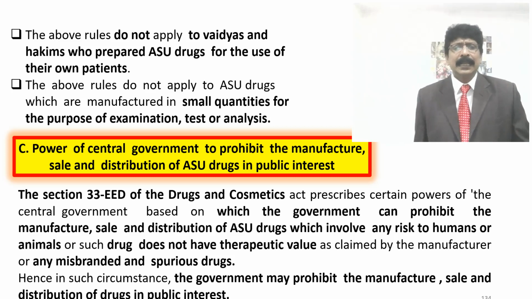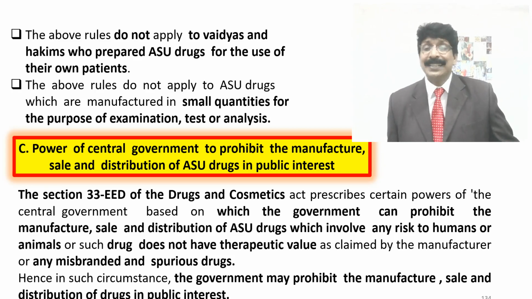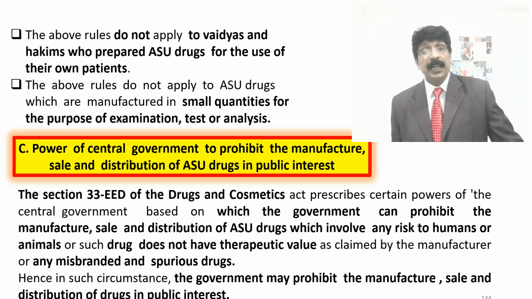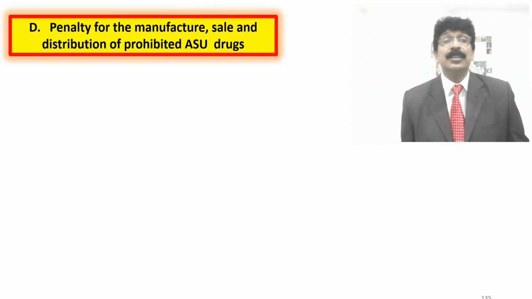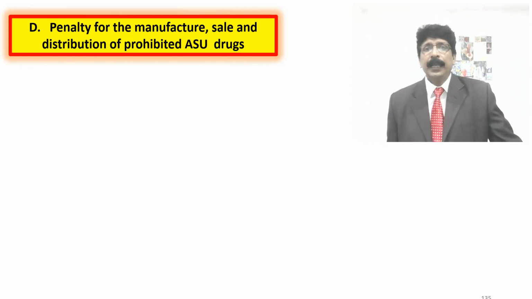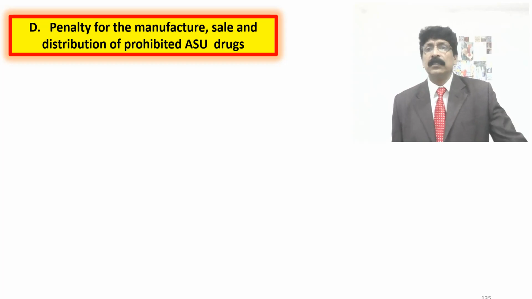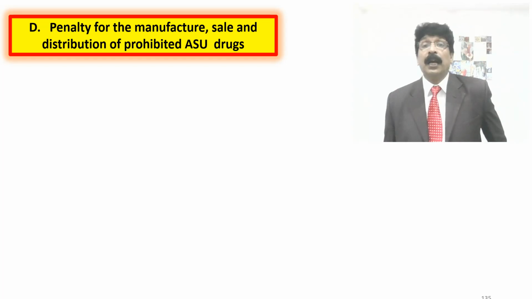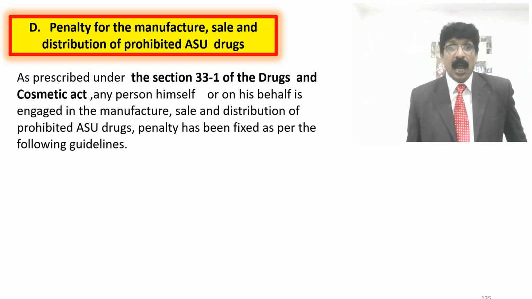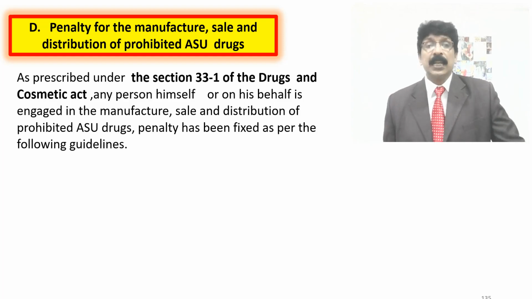Hence, in such circumstances, the government may prohibit the manufacture, sale and distribution of the drug in public interest, and they will also be given penalties, which we are going to discuss now. The heading is the penalty for manufacture, sale and distribution which is prohibited for Ayurveda, Siddha, Unani drugs as prescribed under Section 33(1) of the Drug and Cosmetic Act.